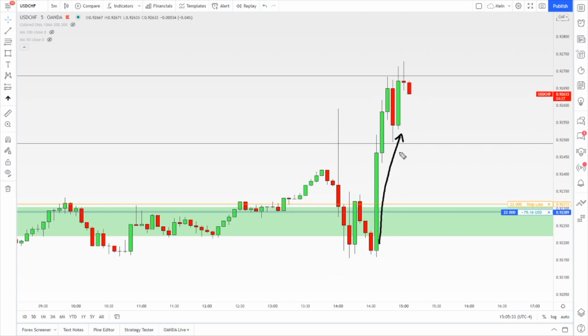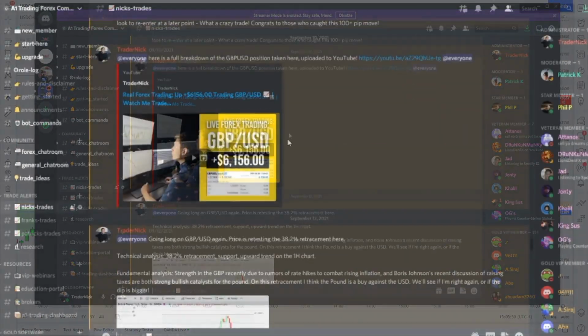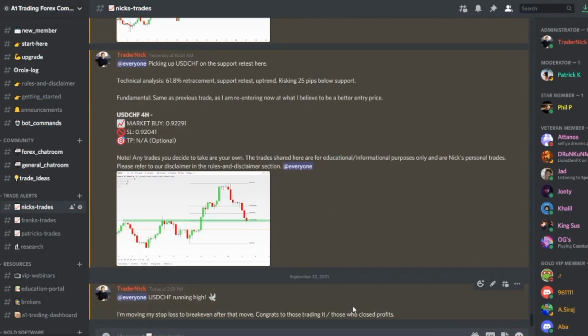I mean, those green bars were impressive, and I'm sure they'll look pretty cool in the time lapse. But I actually went to the store during that, so I stepped away from the chart, left it going, and surprisingly, as I came back, it was super strong to the upside, which is awesome, which gave me the chance also to, of course, trail my stop to break even. You can see here is the trade alert update. So I said dollar Swiss running high. I moved my stop loss to break even after that move.